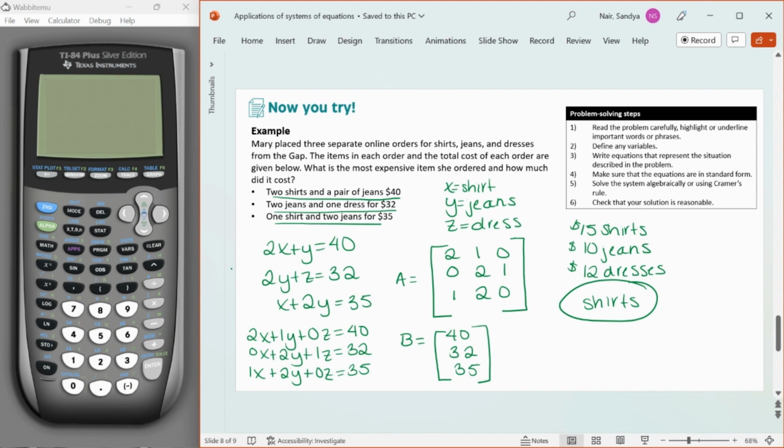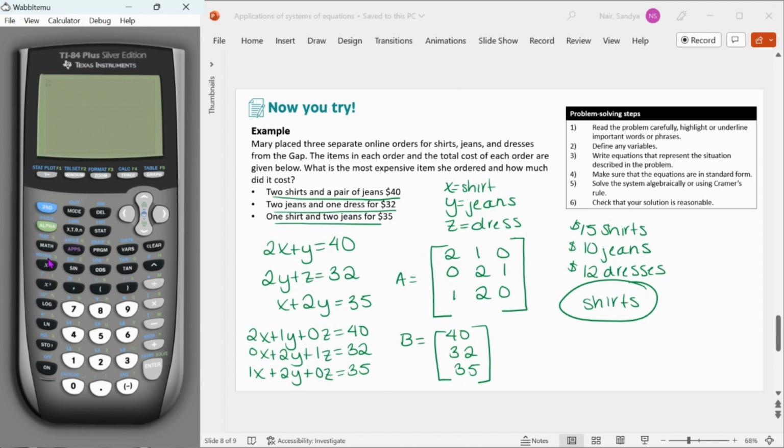Well, so then I rewrote this system a little bit to get them into standard form. So these kind of are almost there because the variable's on the left, but then I needed to add in those zeros because I was going to use Cramer's rule with matrices. So this 2x, and then I added in the 1y, and then there's no z there, so I added in 0z, and that equals 40. Here in the second equation, there's no x, so I added in a 0x. And then in the third equation, I added in a 0z because there's no z in this equation. So that gave me matrix A that I just set up here. And then I have matrix B, which is our constant matrix.